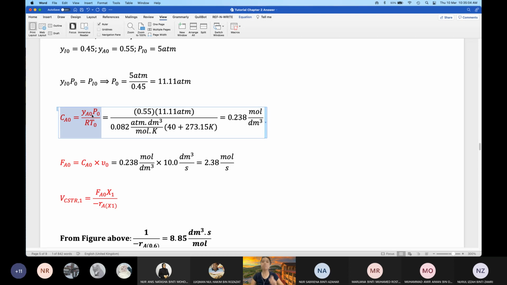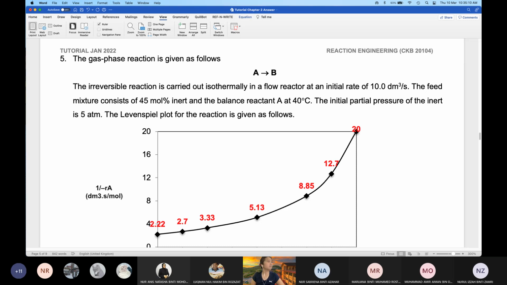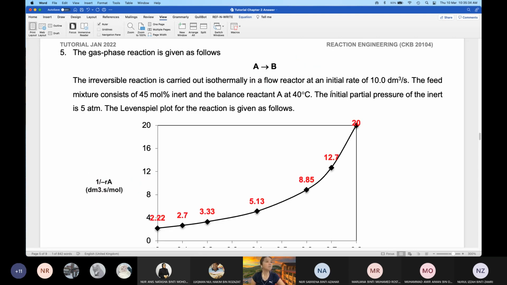Okay. So soalan part ni pula, they do give us YA0 sebab dia kata 45 mole per cent inert. Remainder A, so YA0 0.55. Okay, done. 0.55 tu kita dah tahu. Mole fraction for A is 55%, 0.55. What about P0, total pressure dalam sistem? So kalau kamu perasan dalam soalan ni, dia beri kita pressure, but that pressure was partial pressure of the inert. Kita nak cari sebenarnya tekanan A, tapi dia tak beri kita tekanan A tau, dia beri kita tekanan inert. So macam mana kita nak cari, kita ada dua option.